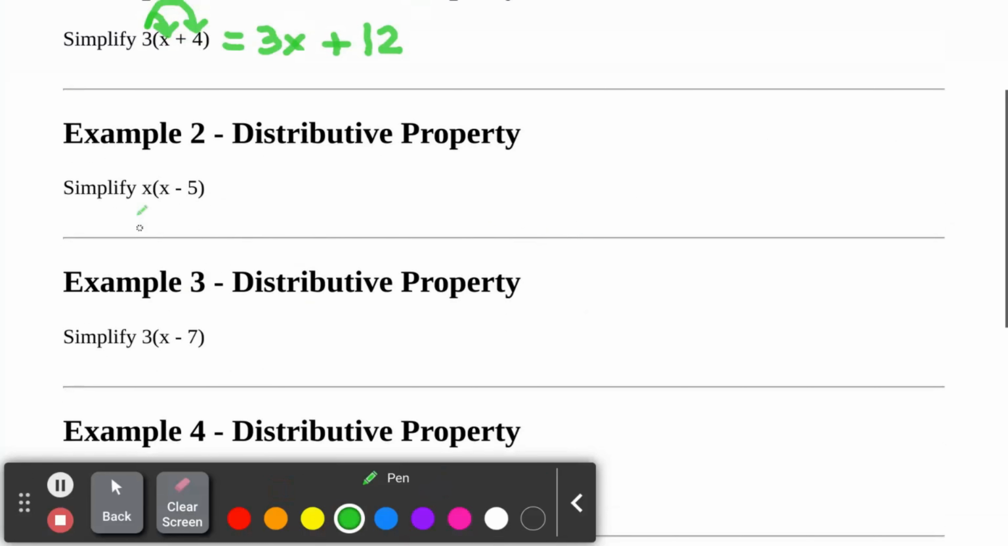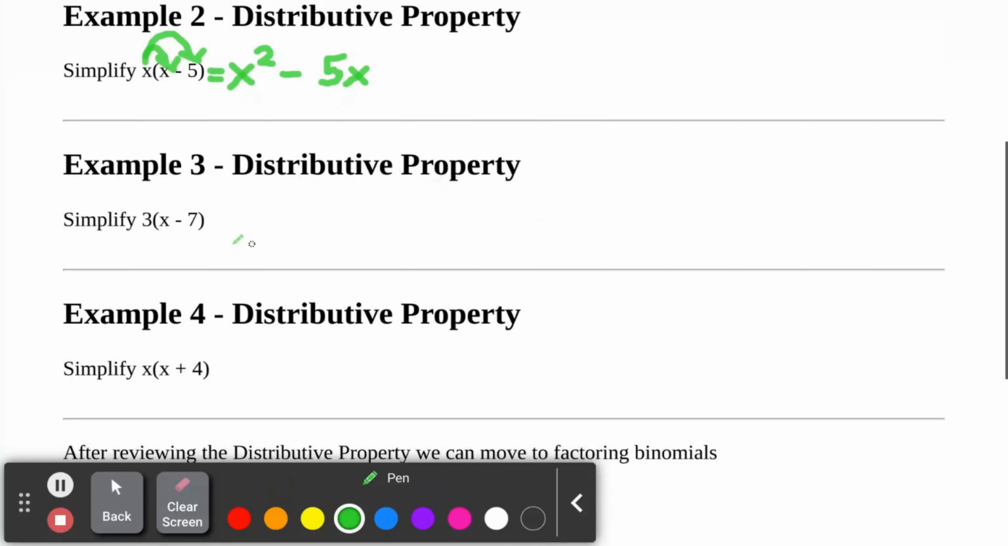Second example, we have x times the quantity x minus 5. So if I do x times x, I get x squared. Do my equal sign here. So x times x is x squared. And then x times a minus 5 is minus 5x. So we have minus 5x.